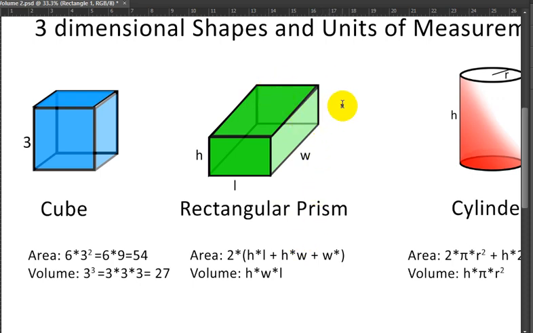So these two would be h times L and another h times L.